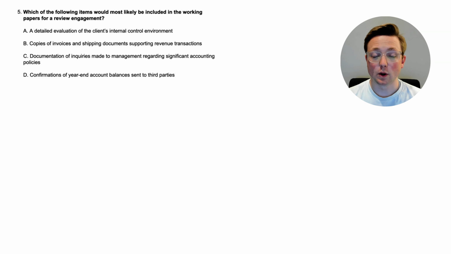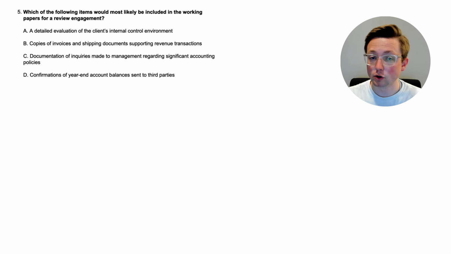All right, here we are at question 5. Which of the following items would most likely be included in the working papers for a review engagement? Option A, a detailed evaluation of the client's internal control environment. Option B, copies of invoices and shipping documents supporting revenue transactions. Option C, documentation of inquiries made to management regarding significant accounting policies. Or option D, confirmations of year-end account balances sent to third parties. So again, which one of these is most likely going to be included in the working papers of a review engagement? Now, if you don't know, that's okay.